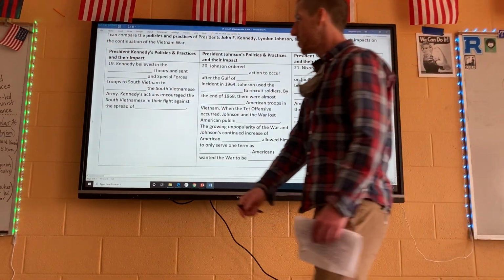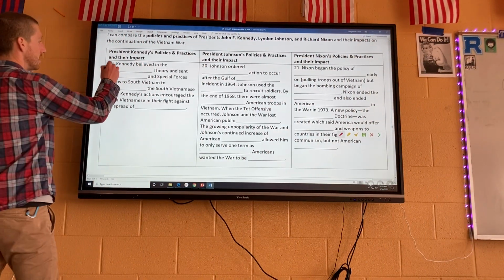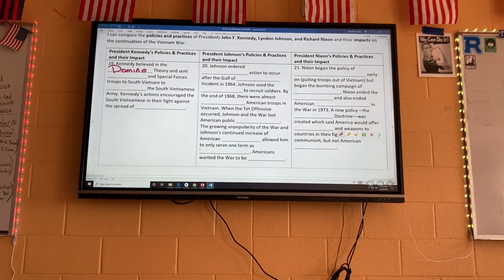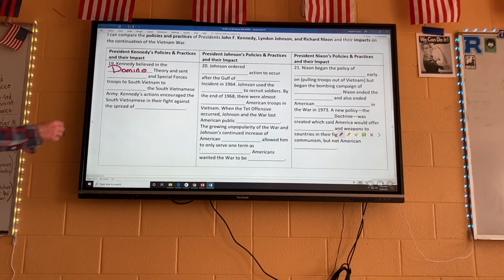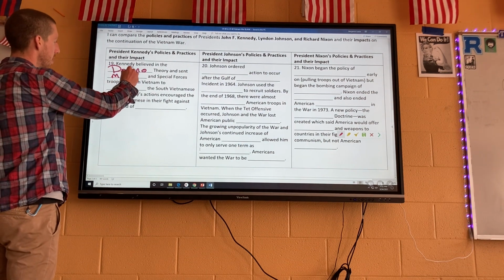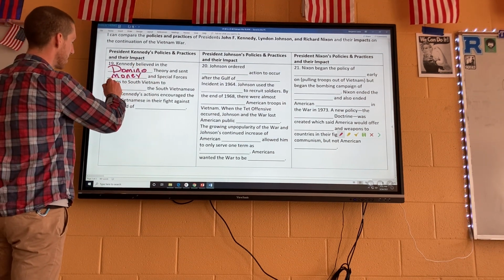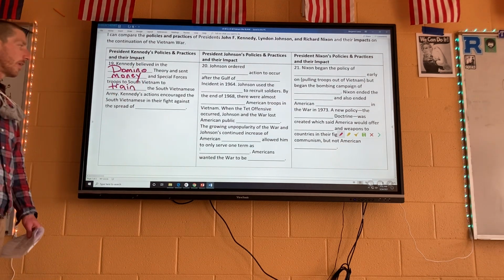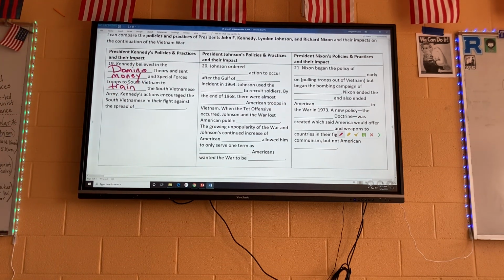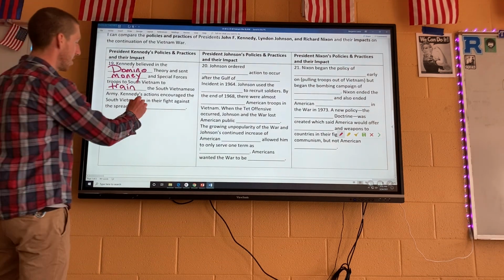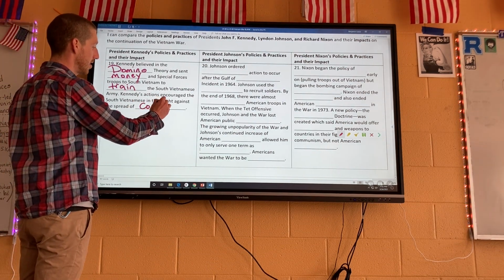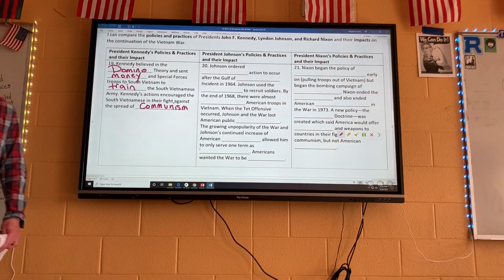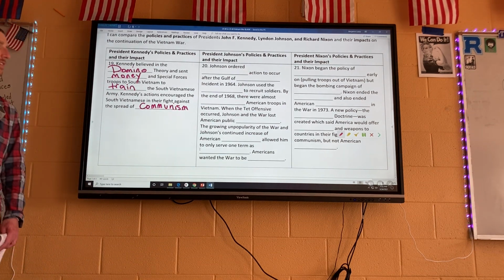Almost done. So Kennedy believed in the domino theory, and he sent in money and special forces troops to train the South Vietnamese army. Kennedy's actions encouraged the South Vietnamese in their fight against the spread of communism. So Kennedy wants to stop communism. Kennedy died in 1963, towards the tail end in November of 1963.